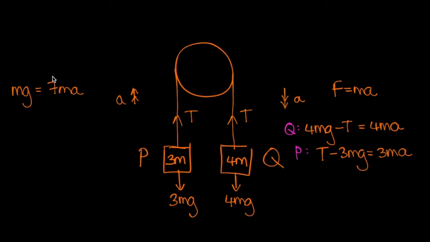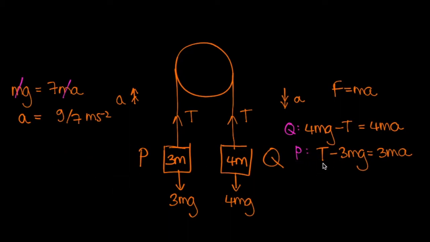And then what you'll notice is that the m's are going to cancel. And so in fact, the acceleration is independent from the value of m. And so a becomes g over 7. So we have a value for a. If we plug this back into our original equations, then we can solve for T as well.